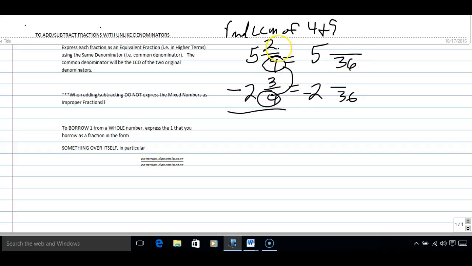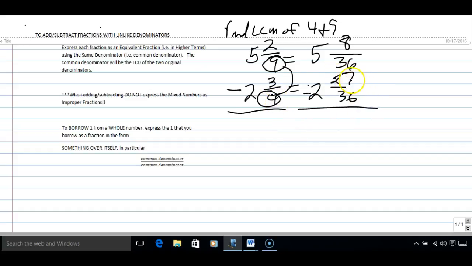So I need to rewrite 2/9 as a fraction in higher terms using the denominator of 36. So 36 divided by 9 is 4. 4 times 2 is 8. Again, my denominator is 36. My denominator here is 4. So I've got to write 3/4 as an equivalent fraction using the denominator of 36. So 36 divided by 4 is 9. 9 times 3 is 27.